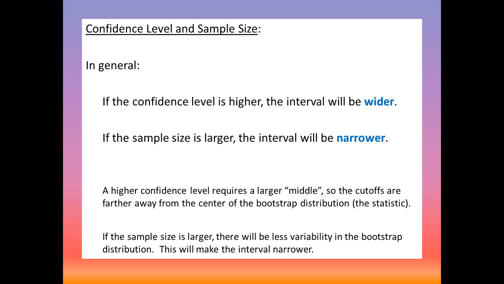The other general statement, that if the sample size is larger, then you'll get a narrower interval, is true because with a larger sample size, there's going to be less variability in the bootstrap distribution. The bootstrap sample means, bootstrap sample proportions, whatever you're dealing with, won't vary as much in an individual sense. So your bootstrap distribution will generally be less spread out. And if that happens, you're going to get a narrower interval.